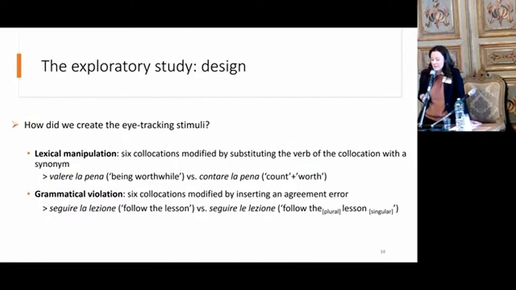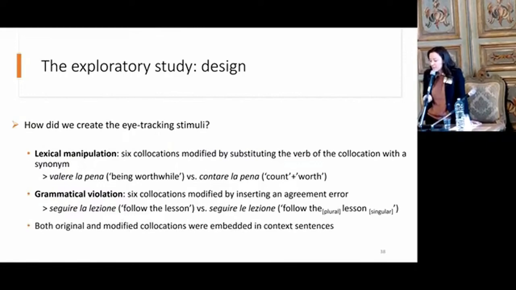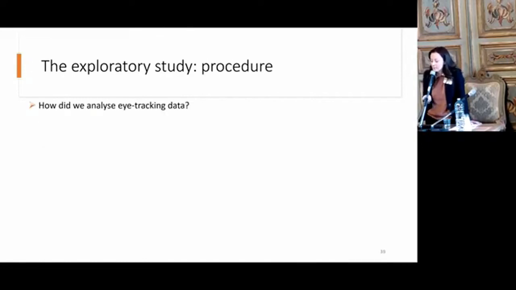We then grammatically inserted a grammatical violation in another group of 6 collocations. We inserted an agreement error, like in the following example. So seguire la lezione, which means to follow the lesson. We transformed it into seguire le lezione, which basically meant that we had the article in the plural instead of the singular. So that's how we created the grammatical agreement error. And then both original and modified collocations were embedded in context sentences that would be read by the participants.